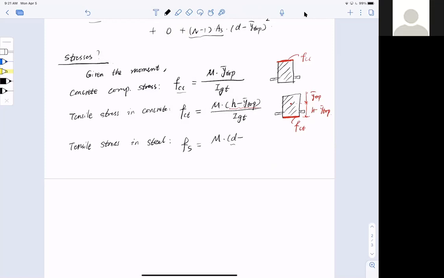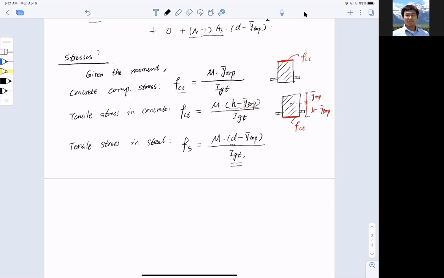Now the stress in the steel is the moment M multiplied by the distance, which is depth d minus the y top, and then divided by IGT. So that is the stress in the steel. But this is the transformed section, so this is not the real stress in the steel.